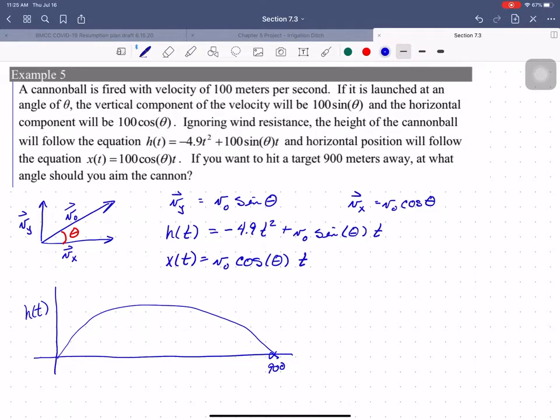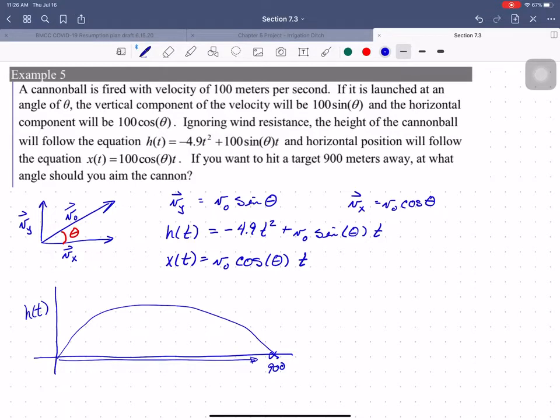Now, it's also going to travel a certain horizontal distance. So here's how we're going to do this. We're going to first solve for the horizontal distance, and that will give us our time, our flight time. And then we can use that time. Actually, we have to use both of these, don't we? We do. So think about this.